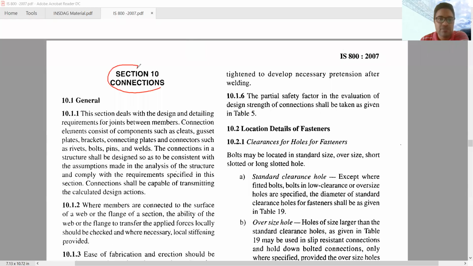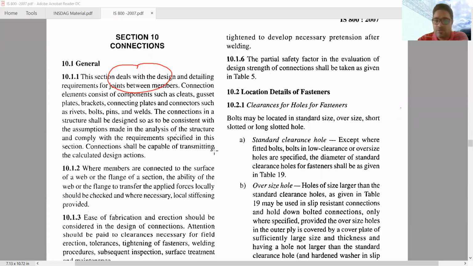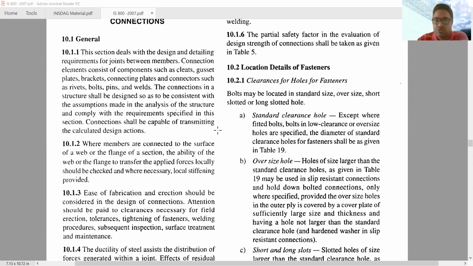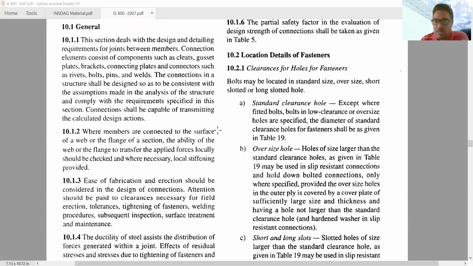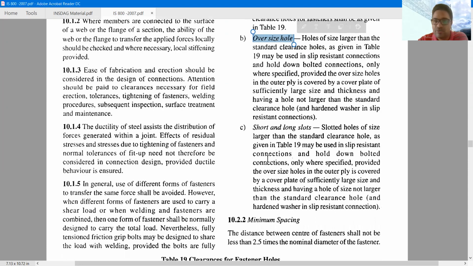there, section 10 is about the connections. So it is all about the connections, and from there we will be able to determine all the things related to the connections. Like I have shown, I was talking about the holes for the fasteners. Those holes can be standard holes or oversized holes. These values are given in the table also.